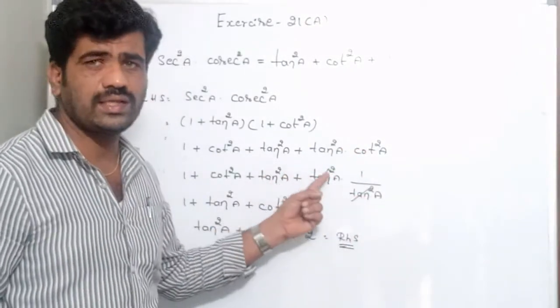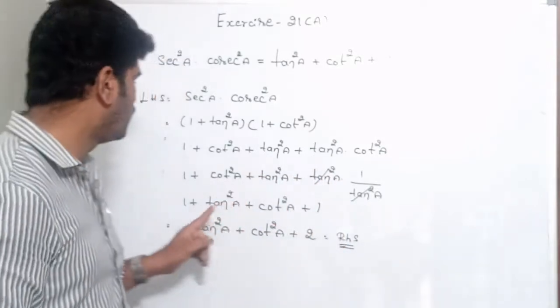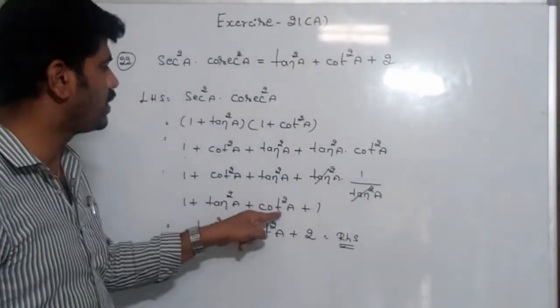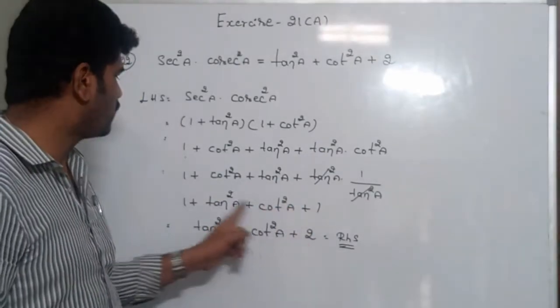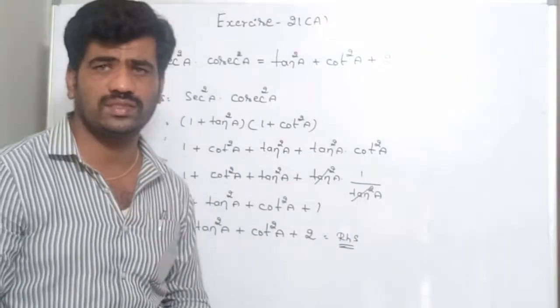So why? What is the reason? Because tan square A and tan square A get cancelled. Then 1 plus tan square A plus cot square A. So what is the value of this? 1. So then 1 plus 1 is 2, tan square A plus cot square A. So this is our answer.